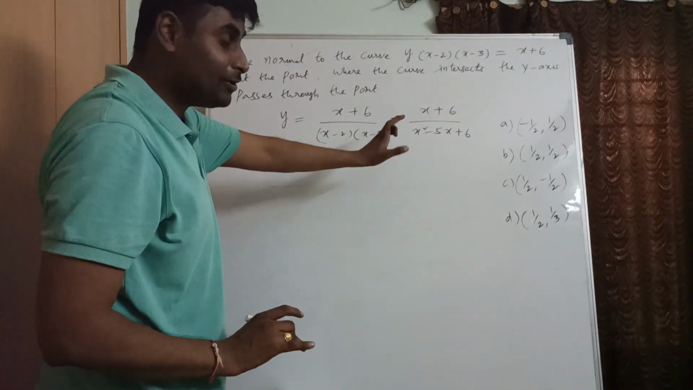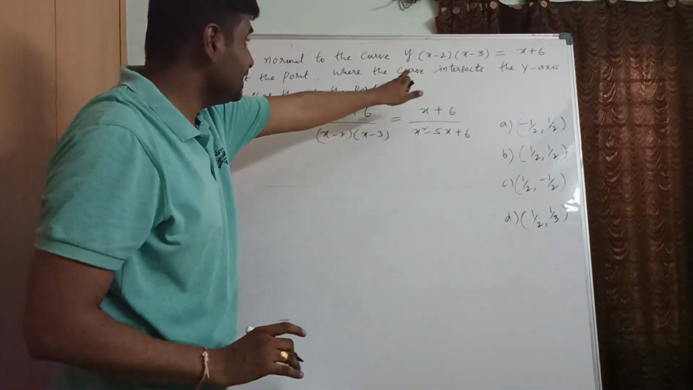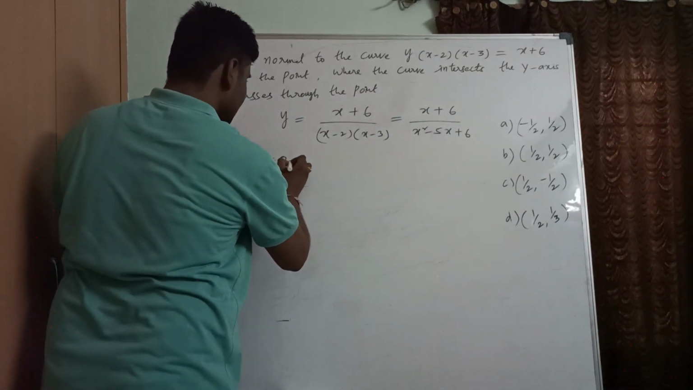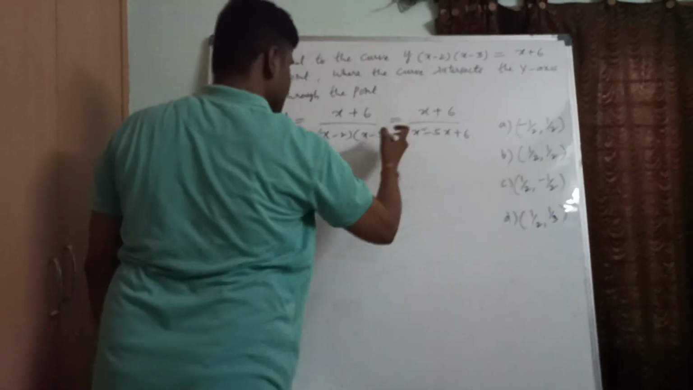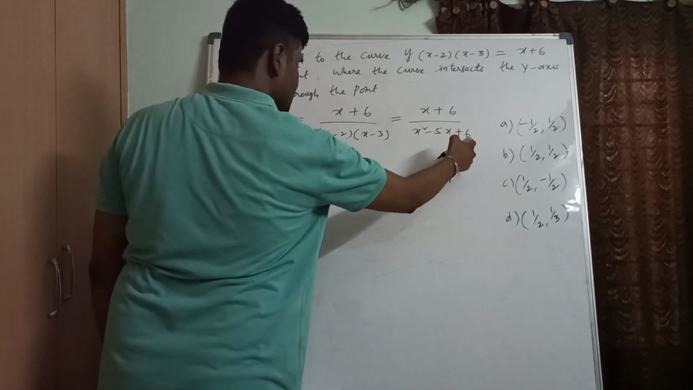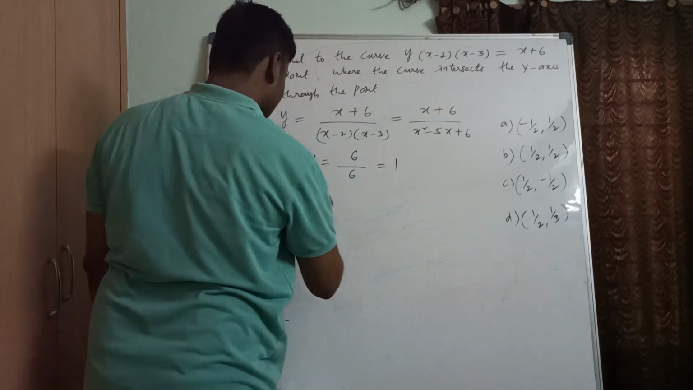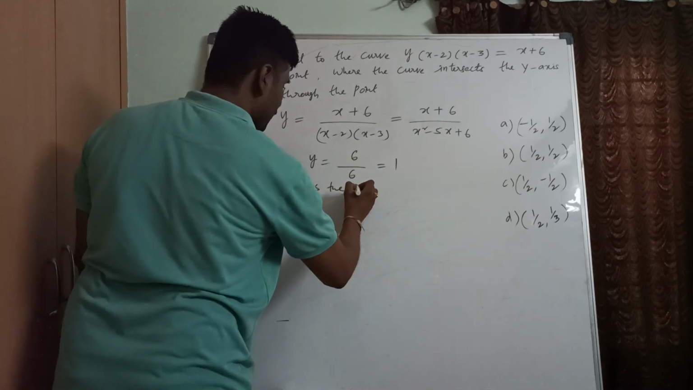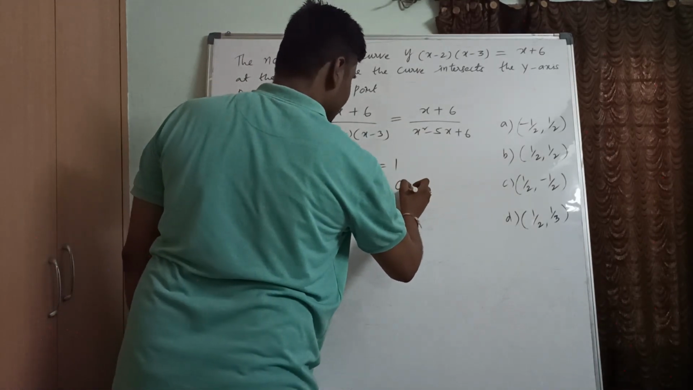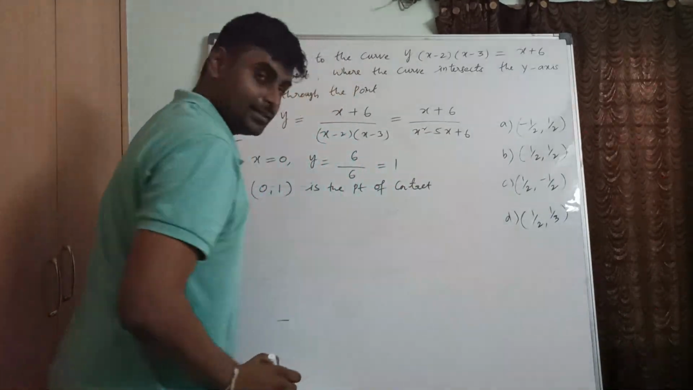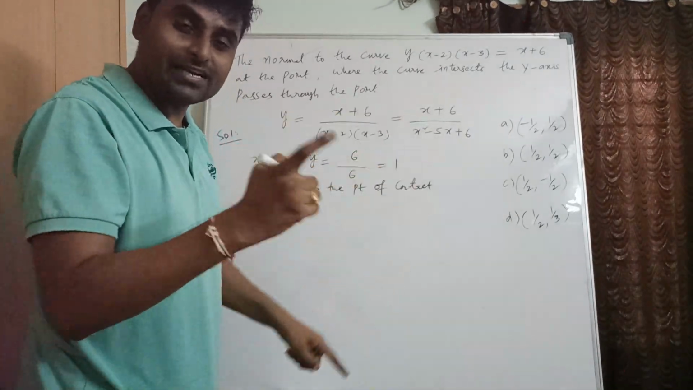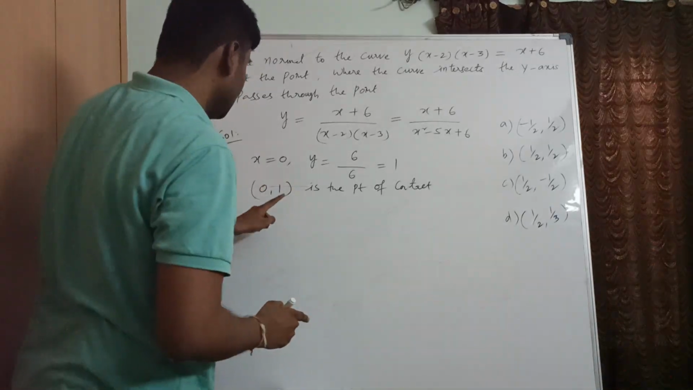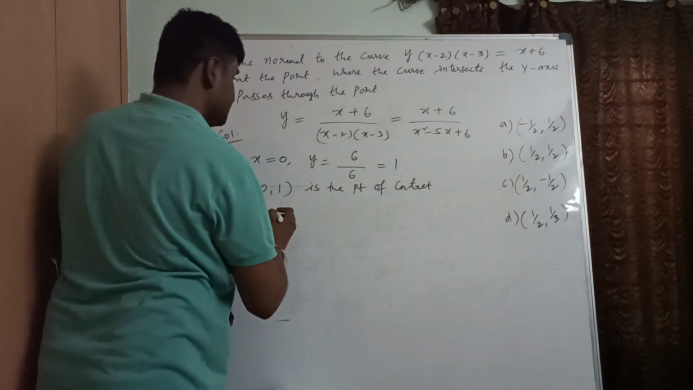So after that, we have to find the point of contact. See, this is going to intersect the y-axis. Y-axis means x equals 0. Then what do we get as the y value? 0 plus 6 is 6, so we get 1. So what is the point of contact? 0 comma 1 is the point of contact. Correct? So whenever 0 comma 1 is the point of contact, we'll differentiate and substitute this. We'll get the slope of tangent, and from that the slope of normal also. Chalo. So 0 comma 1 will be substituted there.